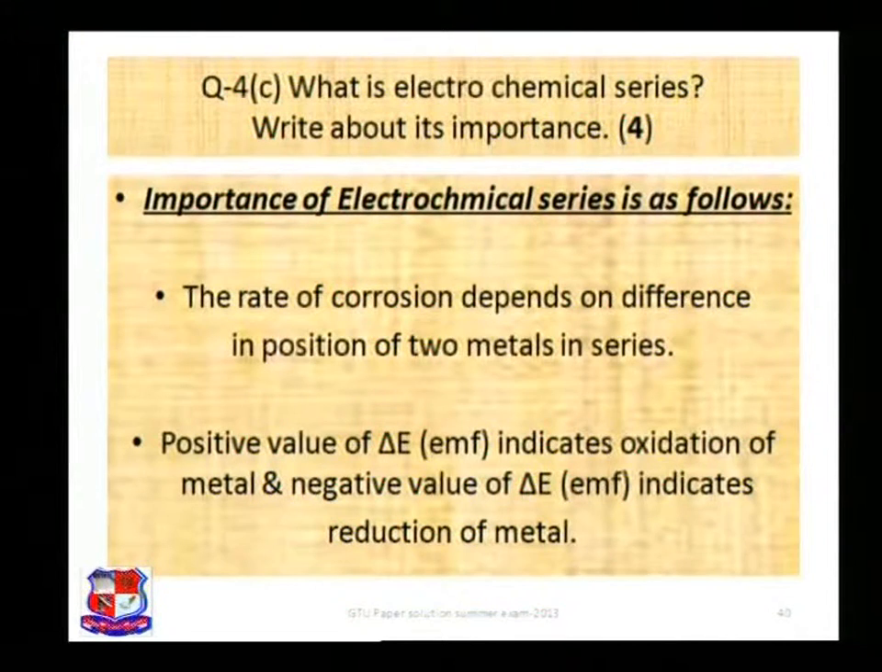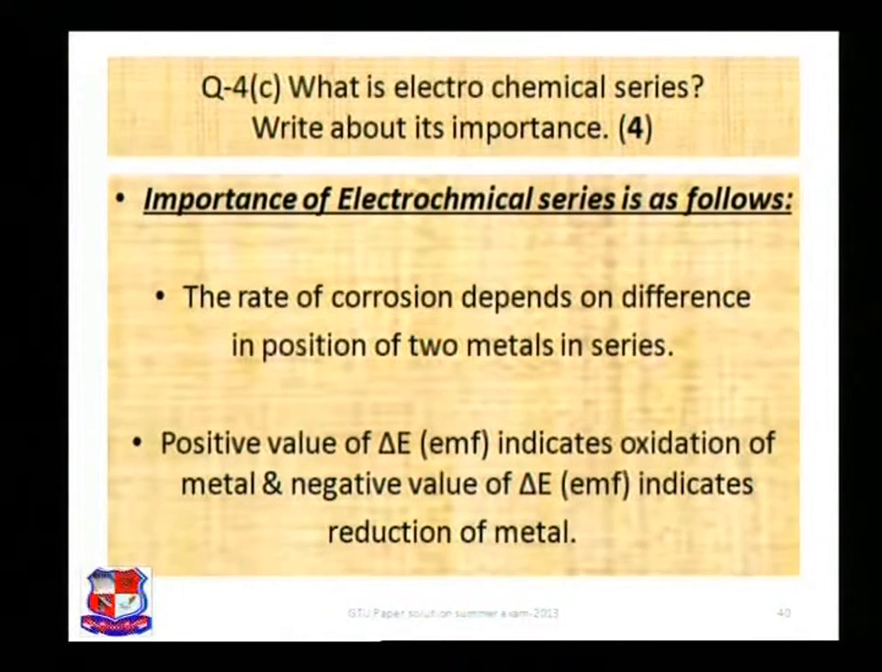The last point in the series states something related to the delta E value: a positive value of delta E indicates oxidation of the metal and a negative value of delta E indicates reduction of the metal. The final delta E value is E of the left-hand electrode minus E of the right-hand electrode. If it turns out to be positive, that indicates oxidation of the metal, and if it turns out to be negative, then it indicates the reduction of the metal.